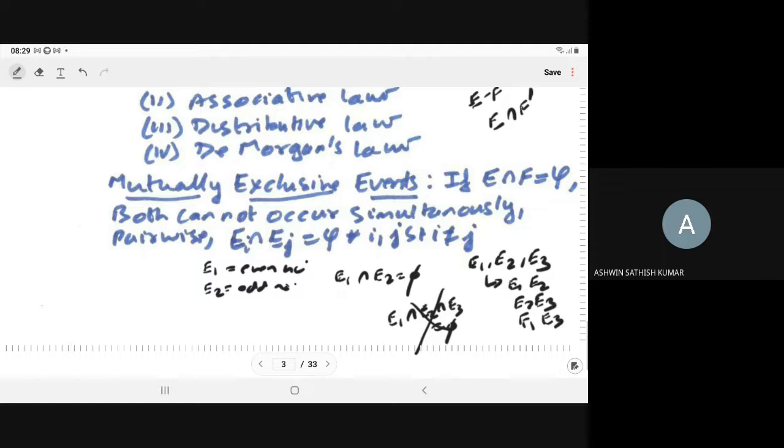Clear about mutually exclusive? It means the occurrence of one event will preclude the occurrence of the other event. That is mutually exclusive.